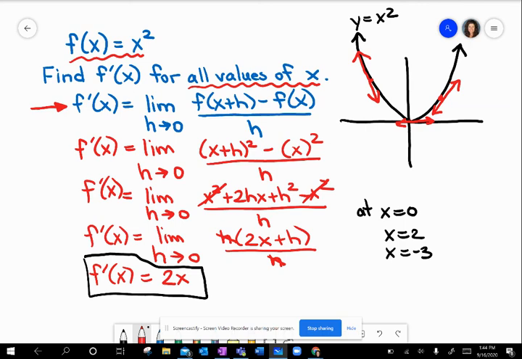Okay, that is working. Well, what if I graph the derivative of x squared? Well, the derivative of x squared is a line with a slope of 2. So something like this. So this is the graph of the derivative of x squared, which is 2x.